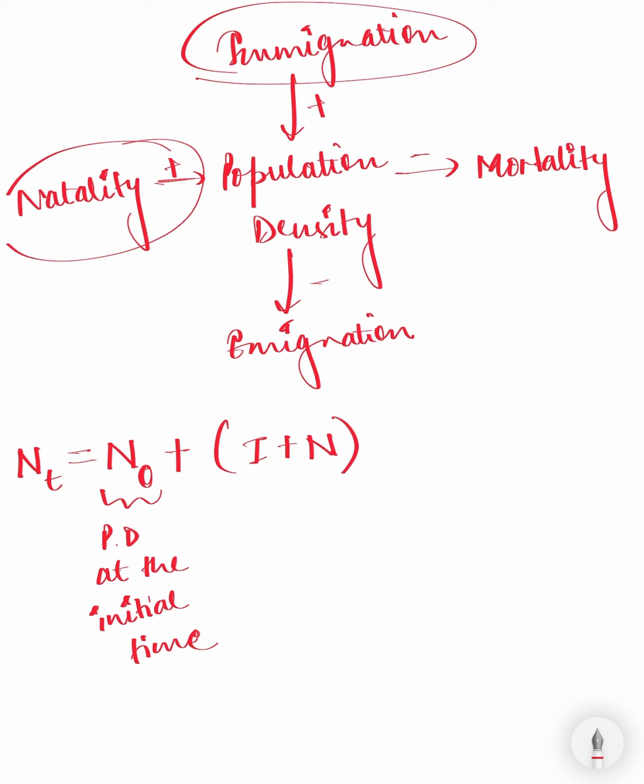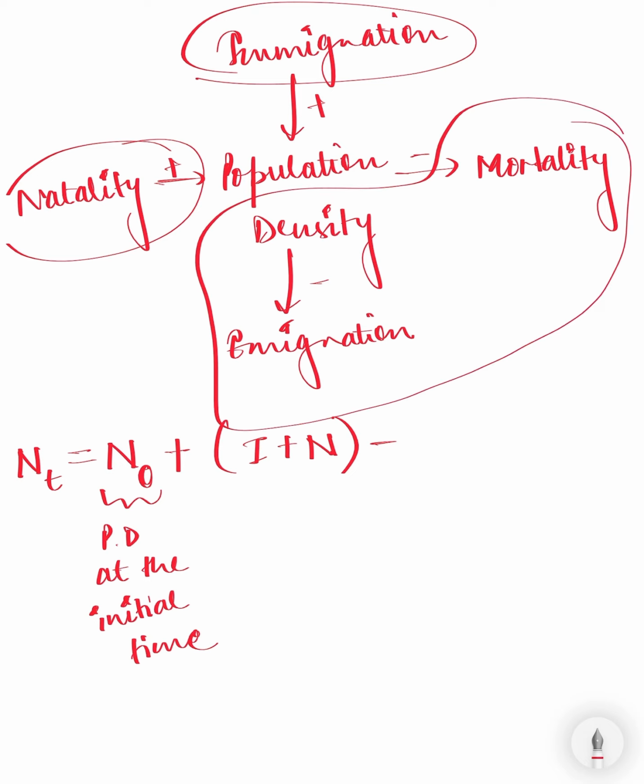Now these should be subtracted from these negative impact factors. Mortality plus emigration, we have to subtract these two so that we can calculate the population at a given time, at time t. This is the formula for calculating the population density.